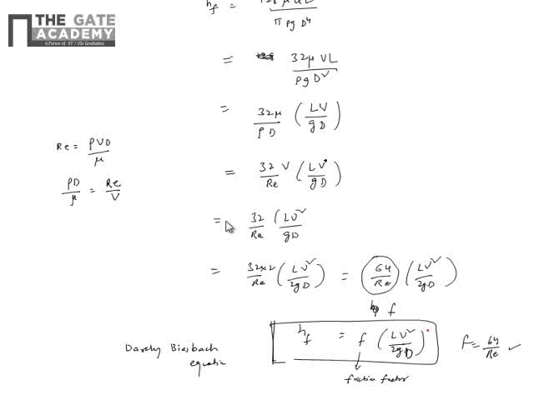So this is all about losses, flow in pipes, flow in circular pipes. Next we'll see what is major loss and minor loss. In fact, whatever we have derived is a major loss, which is occurring due to friction, and so we'll categorize that.